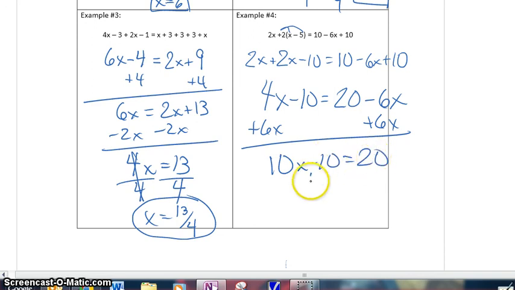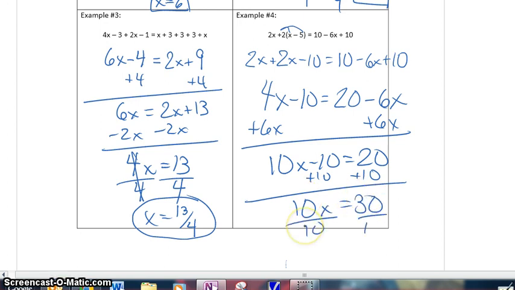Add 10. Divided by our coefficient. We're done.